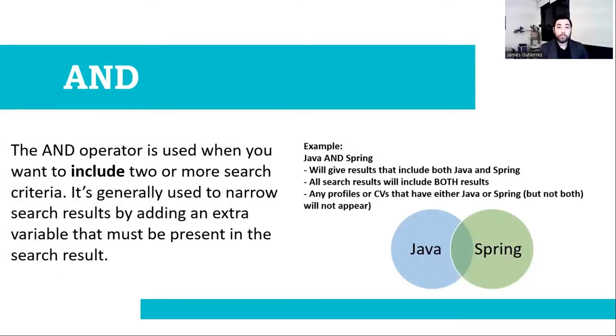If either one of them does not appear on the profile or on the resume or whatever else you're looking for, then that particular item will not show up in your search results. So using this example here on the screen, we'll only get results that have both Java and Spring.